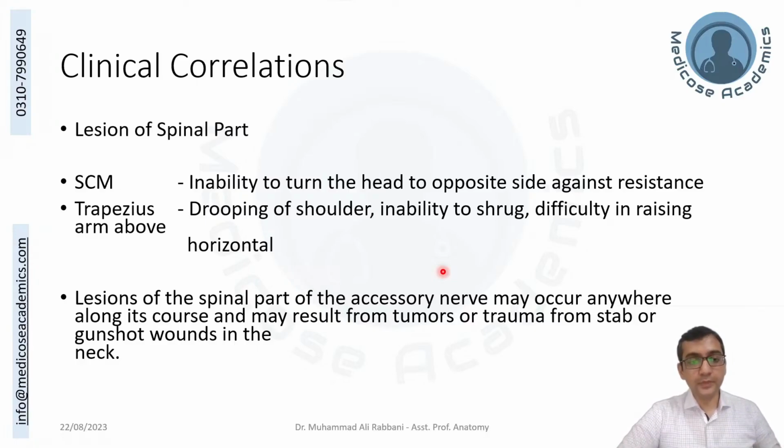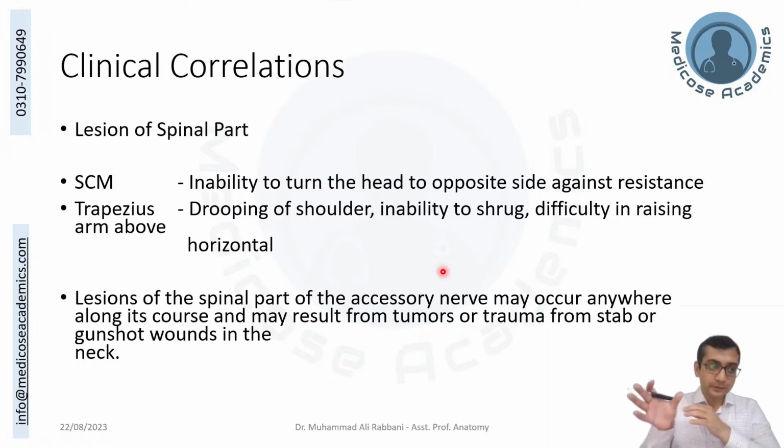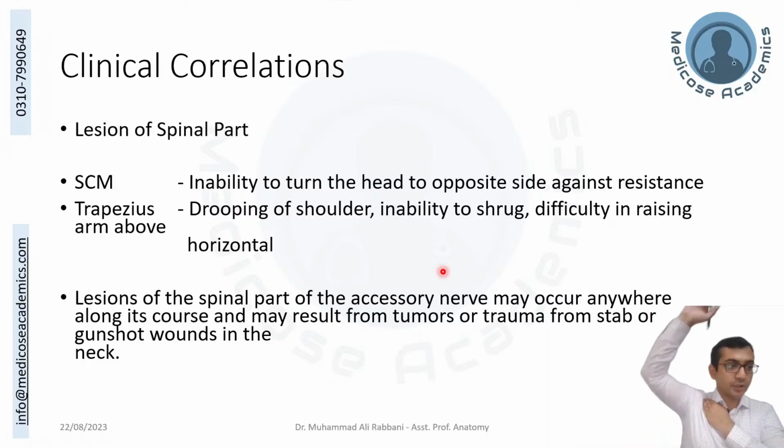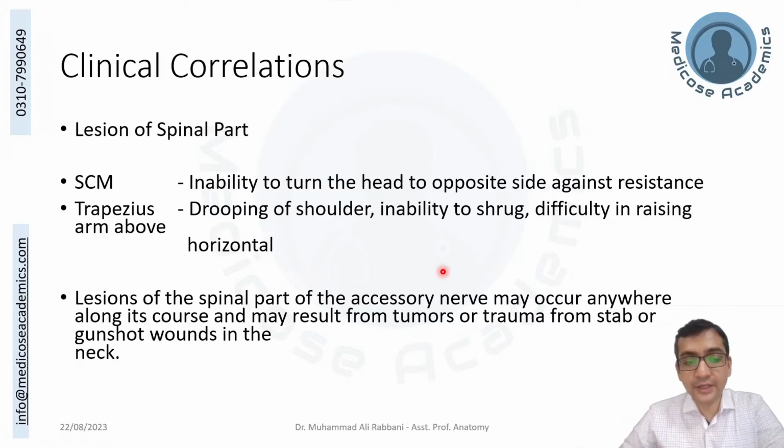Loss of trapezius leads to paralysis of that muscle. Trapezius is responsible for shrugging of shoulders. The shoulders will drop. In a normal situation, the paralyzed side will be dropped like this, lower than the healthy side. And it is responsible for rotating the scapula for overhead abduction, so the person will have difficulty in overhead abduction.